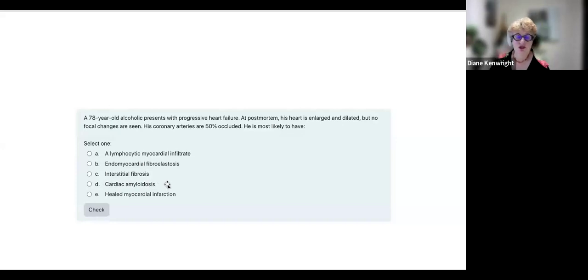It causes restrictive cardiomyopathy, just like endomyocardial fibroelastosis. And then there's healed myocardial infarction. Well, no, he probably doesn't have that because he doesn't have very bad heart disease. So this 78-year-old alcoholic has interstitial fibrosis.